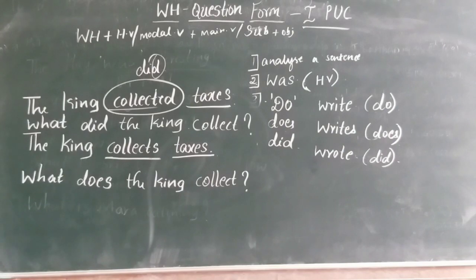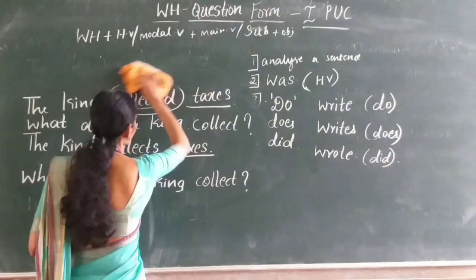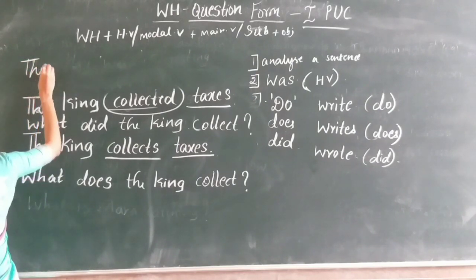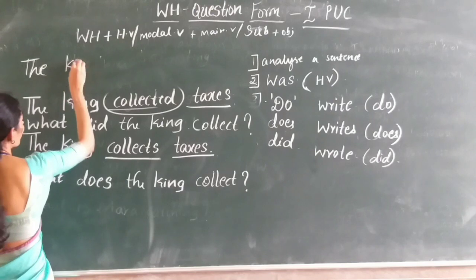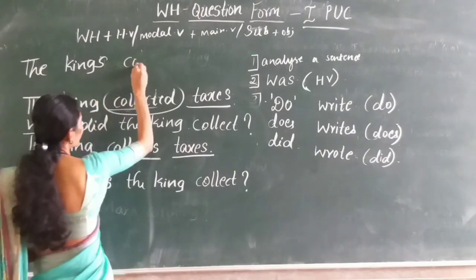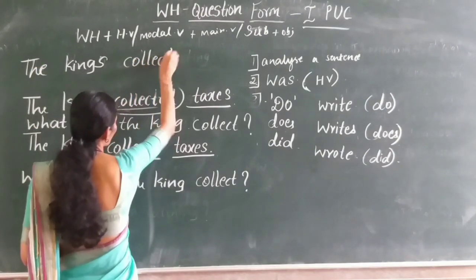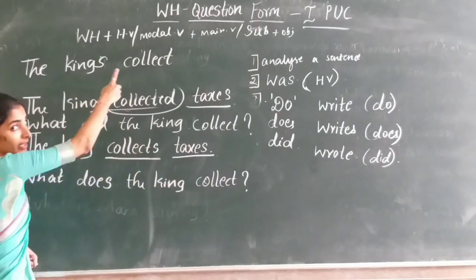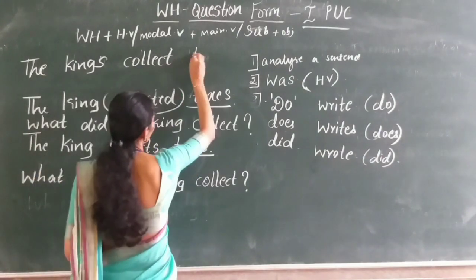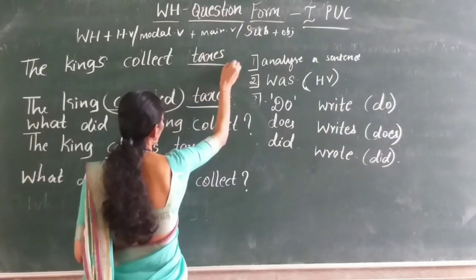So now, let me write one more. I'll take the same words here. The kings. This is singular present tense, this is singular past tense, and now this is plural. The kings collect. So when the subject is plural, then the verb must be plural. Remember, subject verb agreement. So the kings collect taxes. Not one king but so many kings.